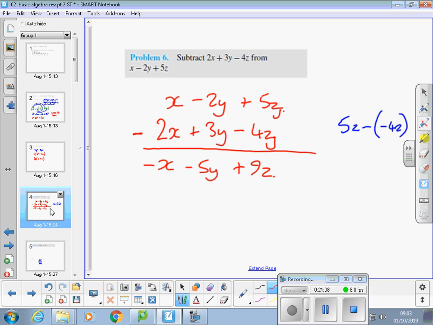Okay, so be careful with negative and positive signs. It's very easy to get it wrong, including me. So watch out, I make mistakes too. Right. Everyone happy with that? Addition of expressions with variables. Alright.